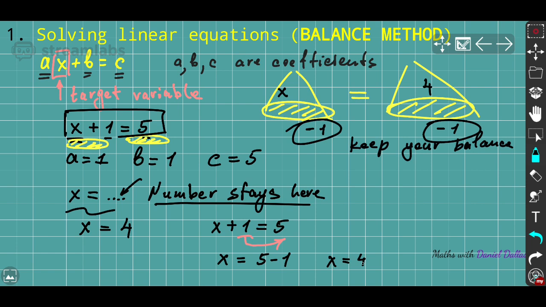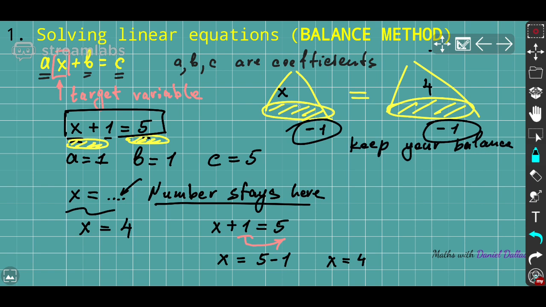Technically it works the same. So by analogy, you can use the balance method with scales and practice with it first of all. If you're just starting to do linear equations, you can use this method. It's pretty nice, and you can actually work with that.